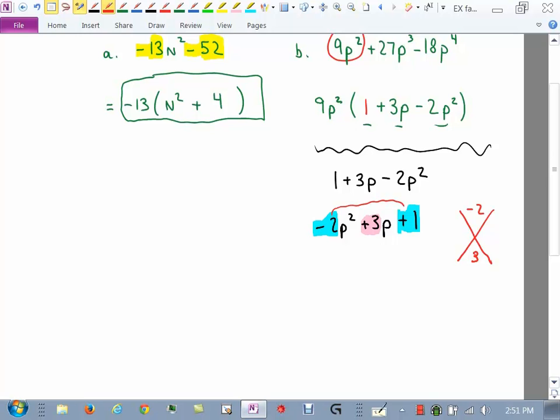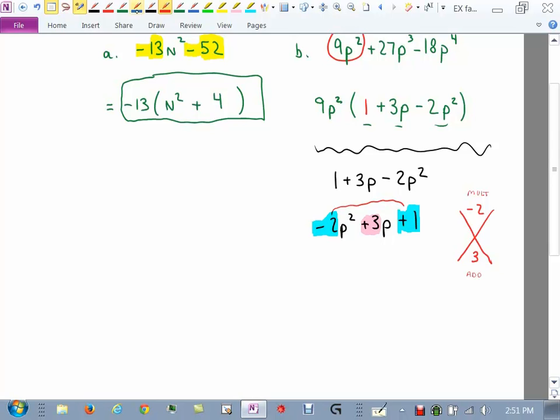Does anyone remember what we have to do now to get this to work? We have to actually come up with 2 numbers. We have to mentally think about numbers and go, are there 2 numbers that I can think of that would multiply to give me negative 2, but add up to give me 3? Can you think of 2 numbers that multiply to be negative 2 and add up to be 3?